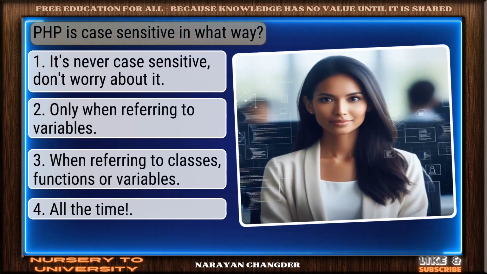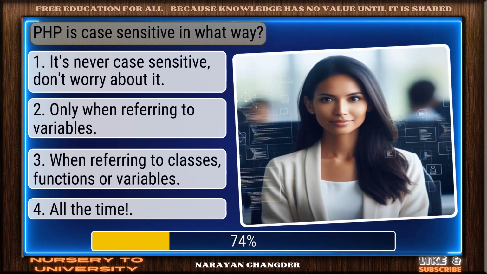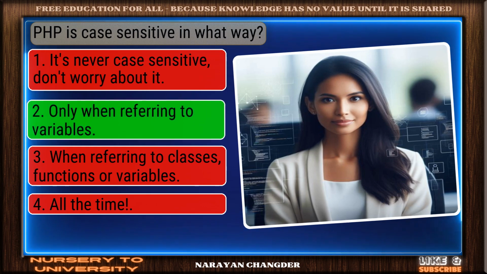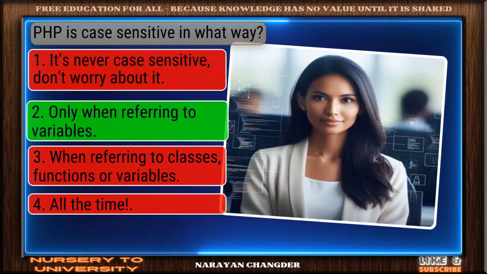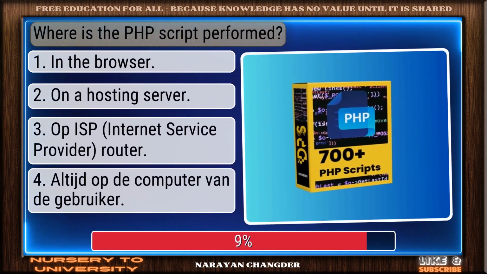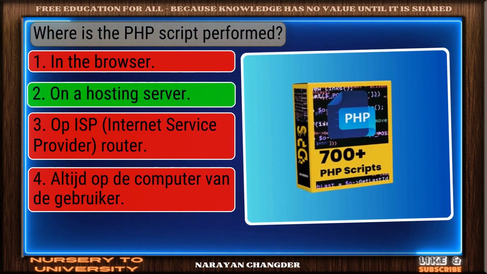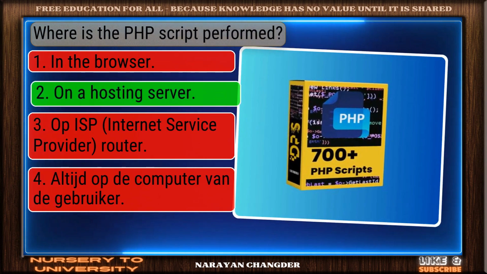Question number 48. PHP is case sensitive in what way? Bravo. Only when referring to variables is the answer. Question number 49. Where is the PHP script performed? Strong choice. On a hosting server is the right answer.